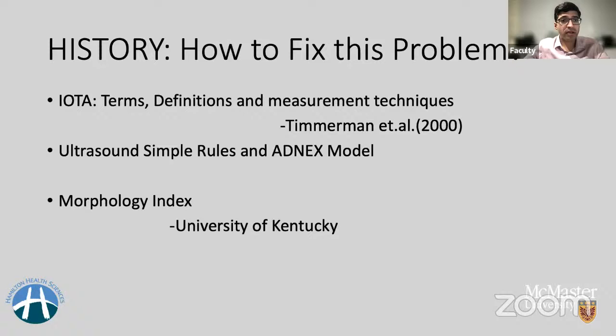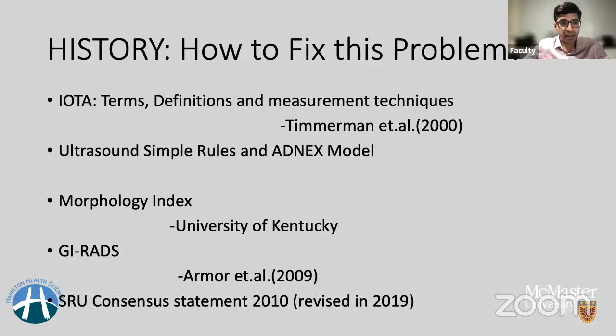Then a morphology index was published by University of Kentucky. Then GI-RADS from Armour et al. in 2009. Then a Society of Radiologists in Ultrasound consensus statement in 2010, which was further revised in 2019.